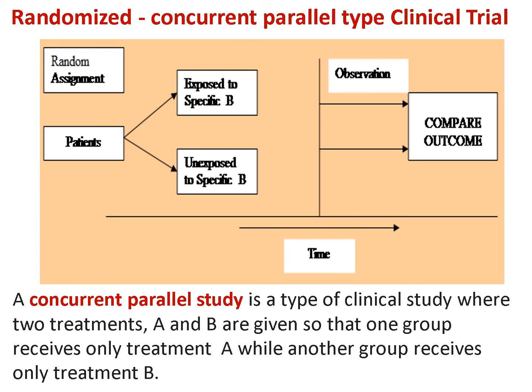A concurrent parallel study is a type of clinical study where two treatments A and B are given so that one group receives only treatment A while another group receives only treatment B or placebo.